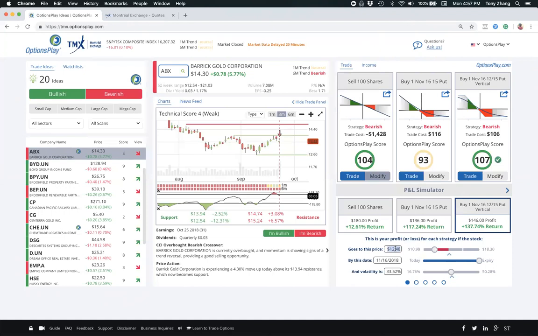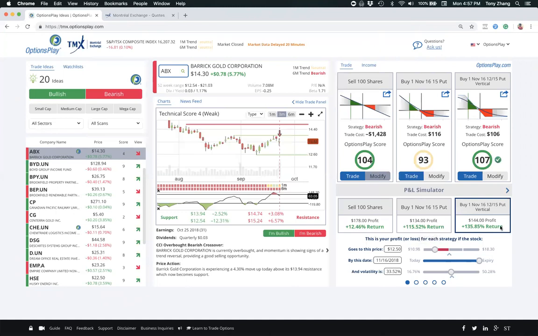So we talked about what happens if Barrick's Gold goes down to $12.50. As you can see, if you had shorted the stock, you make a nice 12% return before you factor in your margin interest and other costs for shorting a stock. If you bought a put option, you make 115% return. So that's, first of all, right off the bat, one reason to take a look at buying a put option instead of shorting the stock.